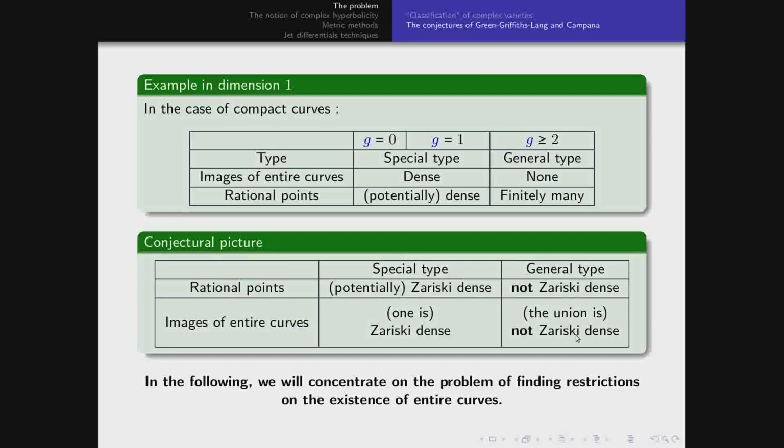And so that's what we call hyperbolicity in a broad sense. We will say that a variety is hyperbolic if there are not too many entire curves on it, and that's what I will try to explain in the following.